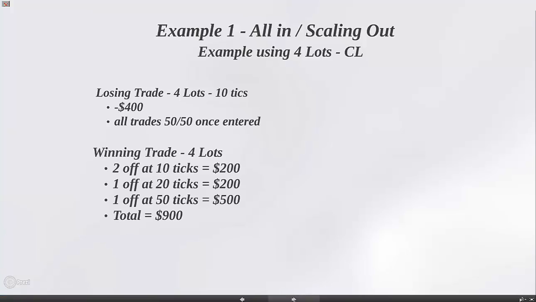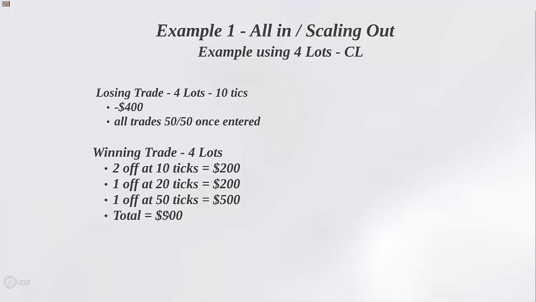Now, let's assume that you catch one of those runners that I showed you, 67, 86, whatever. But in this case, we're going to call it a 50-tick winner, okay? So if you have 4 lots and you're all in and scaling out, you're 2 off at 10 ticks, that's $200, right? That's $100 a piece on a contract. And this, by the way, is the way most guys do it. 1 off at 20 ticks is $200, and then 1 off at 50 ticks, that's $500. That's a $900 win. We would all be extremely happy with a $900 win, I presume.